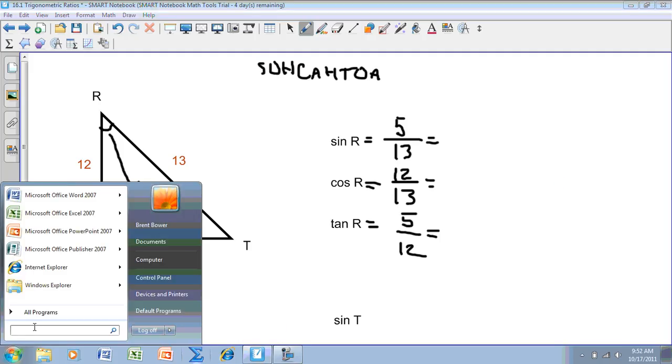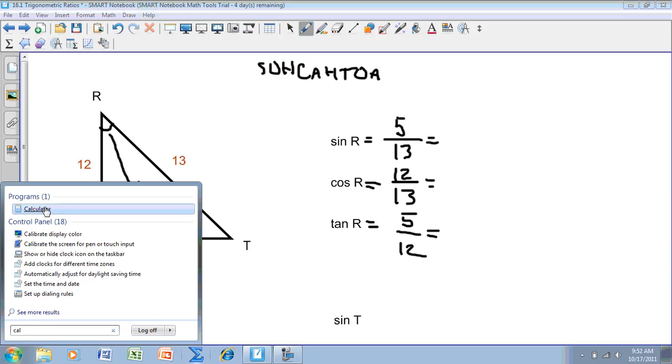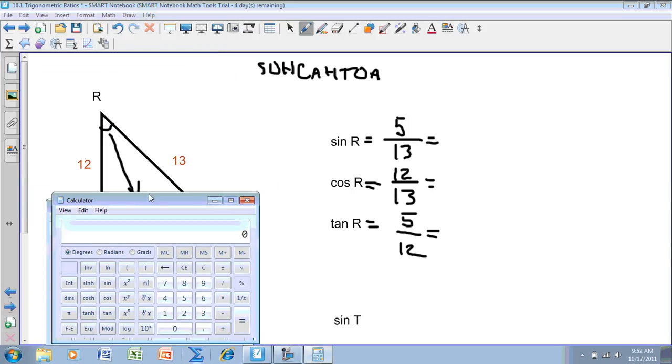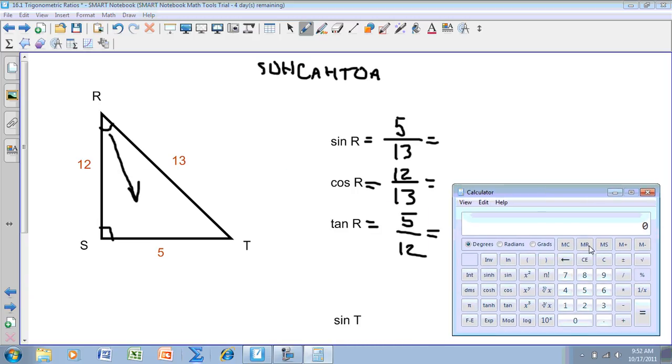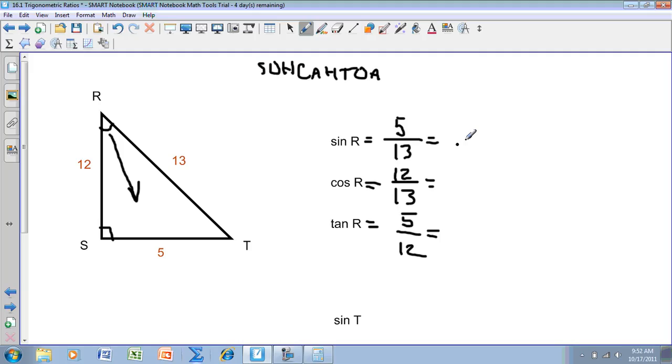Sometimes you'll be asked to write them as decimals. So how do we handle 5/13 as a decimal? Well, we simply go 5 divided by 13. It equals that. Let's round it off to 4 decimal places. 3, 8, 4, 6. The 1 tells the 6 to stay the same. So 3, 8, 4, 6. The sine of angle R is either 5/13 or 0.3846.